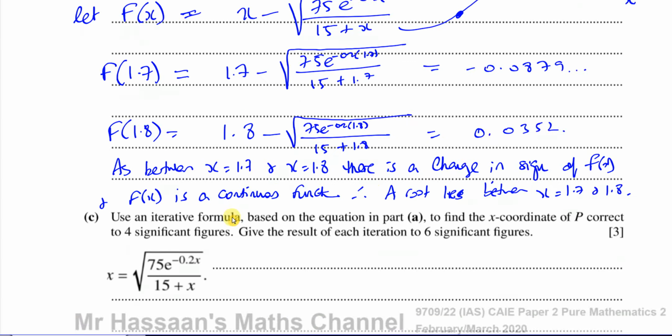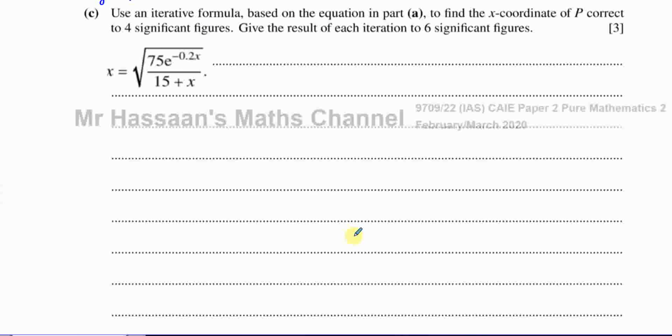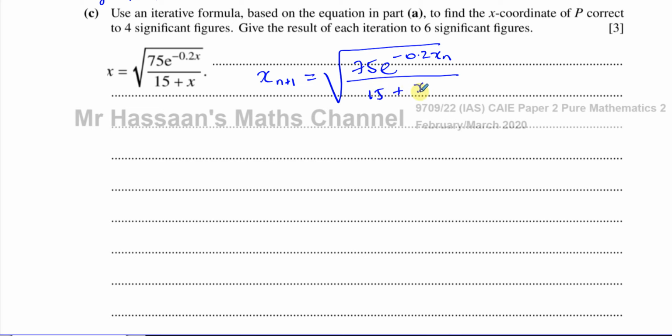Now for part C, it says use an iterative formula based on the equation in part A, which is this equation here, to find the x coordinate of P correct to 4 significant figures. Give the result of each iteration to 6 significant figures. So I'm going to make the iterative formula, which is basically x n plus 1 to get the next value of x. We're going to take the previous value of x and put it in here. So we have the square root of 75 times e to the power of negative 0.2 x n over 15 plus x n.